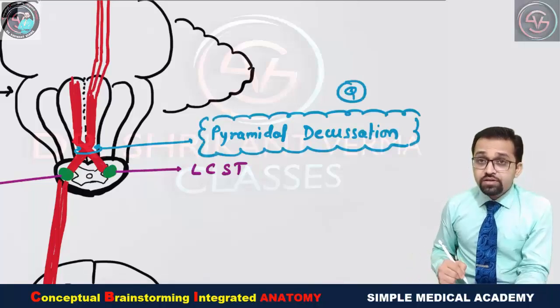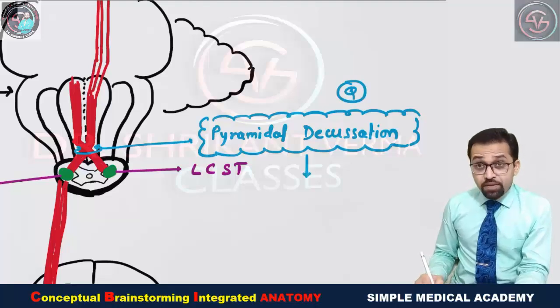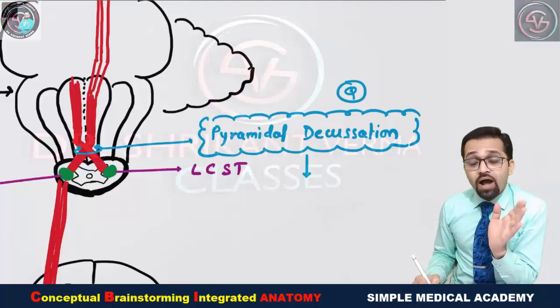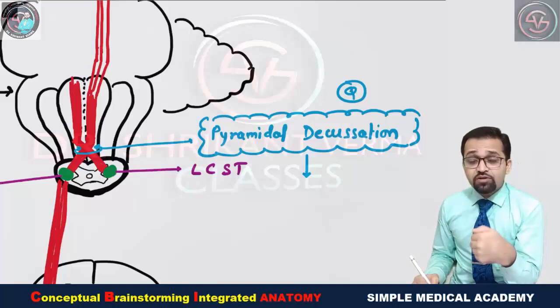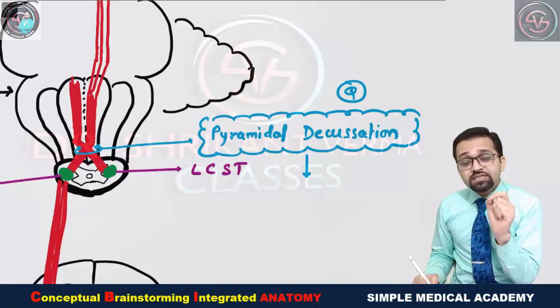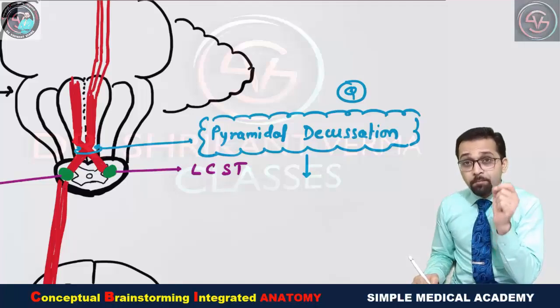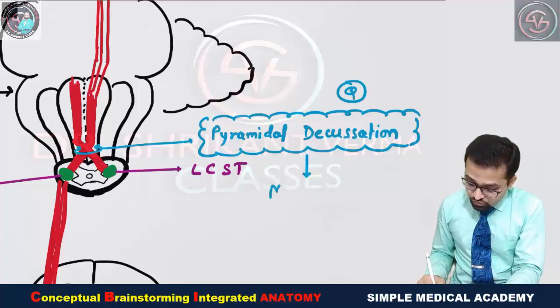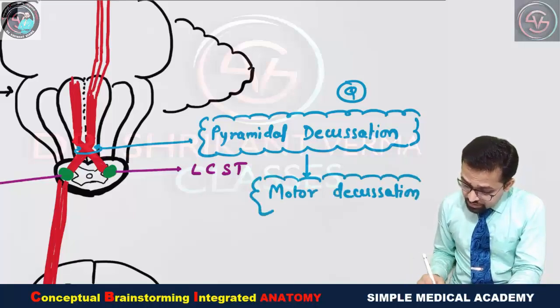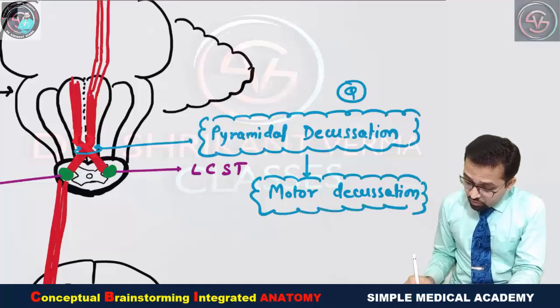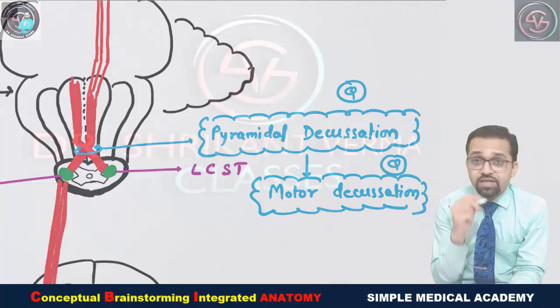Very important question. Remember, this pyramidal decussation is formed by the motor nerve fibers, the descending fibers crossing. Because it is formed by the motor tract, this is also known as motor decussation. Very important question. This motor decussation is formed by the lateral corticospinal tract fibers which are crossing the midline.